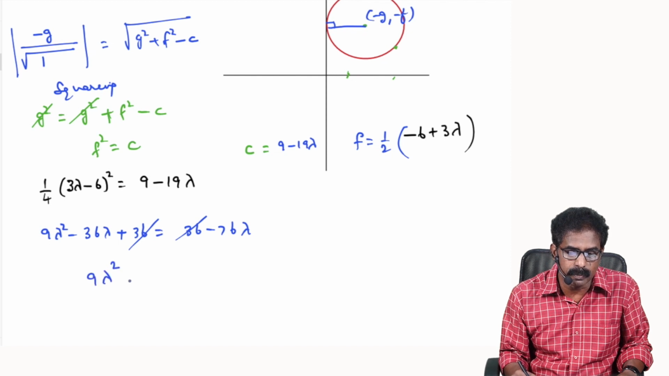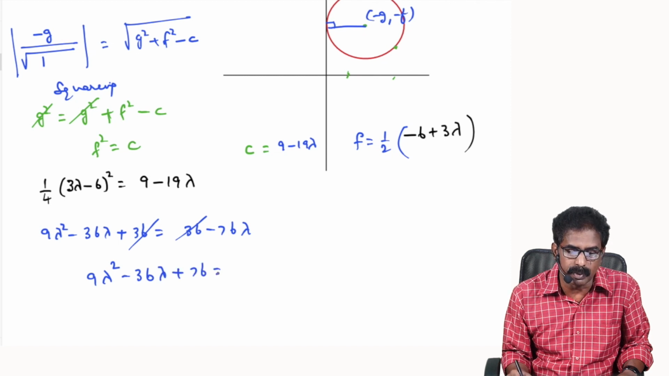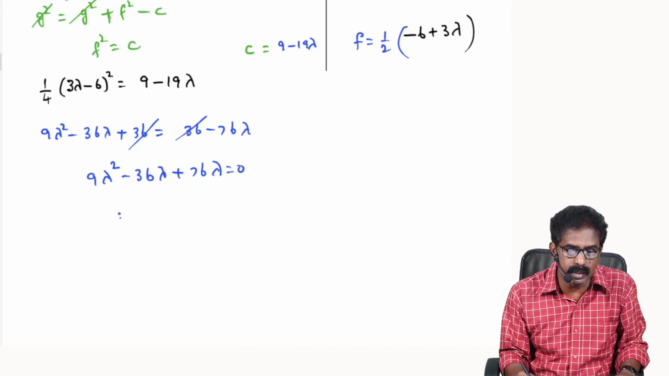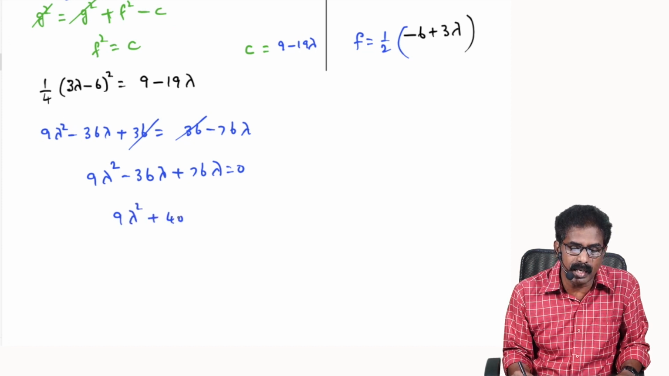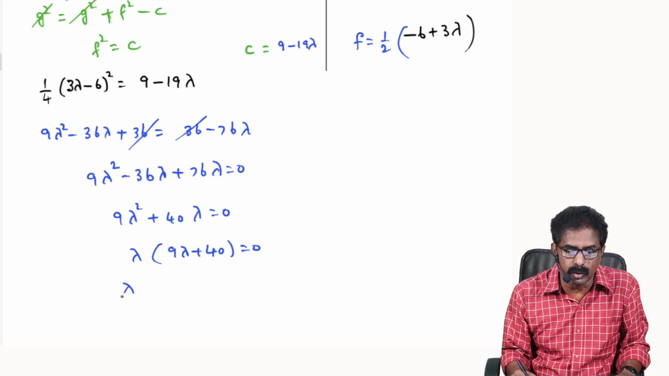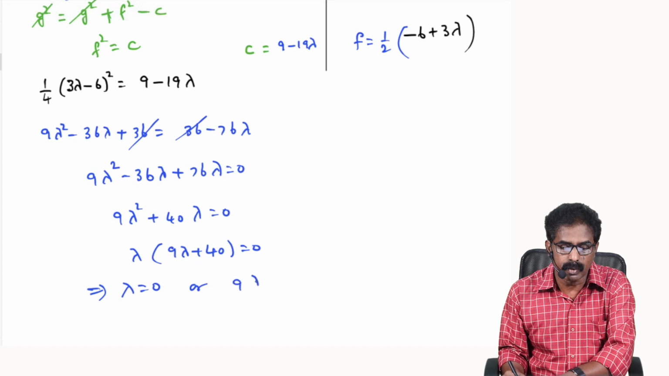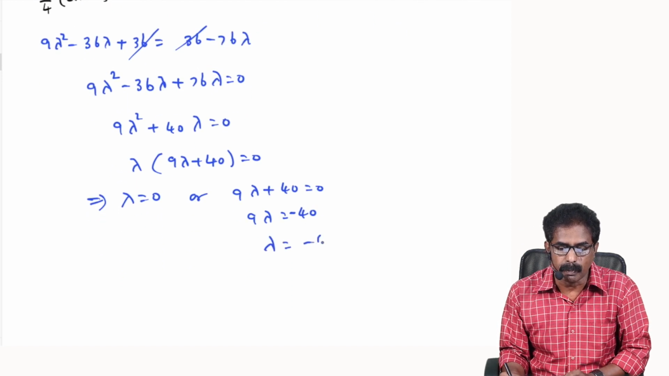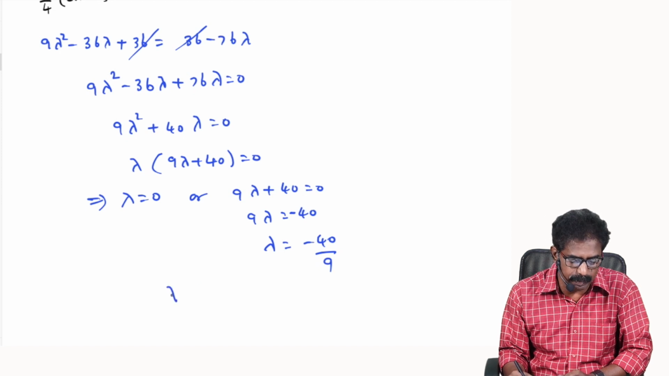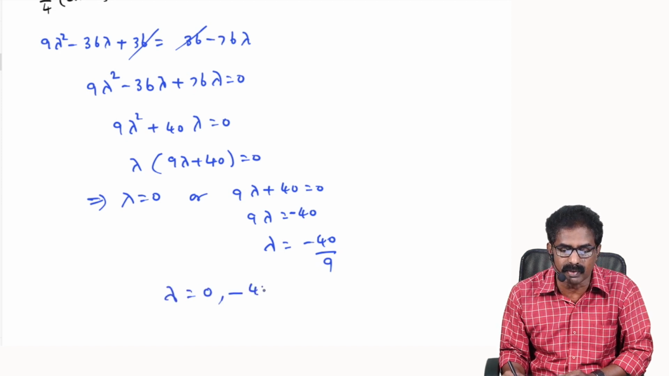9 lambda square. So minus 36 lambda plus 76 lambda equal to 0. So two like terms, 9 lambda square plus 40 lambda equal to 0. Take lambda outside. So what you are getting here? 9 lambda plus 40. So either lambda equal to 0 or 9 lambda plus 40 equal to 0. So 9 lambda equal to minus 40, or lambda is equal to minus 40 by 9. So two answers for lambda you are getting. One is 0, another one is minus 40 by 9.